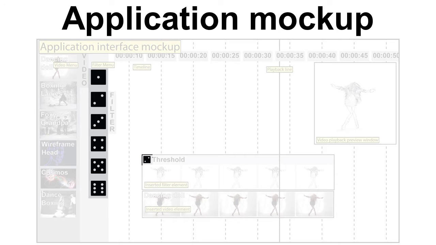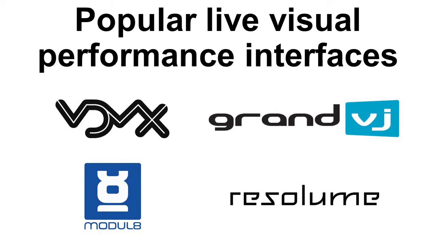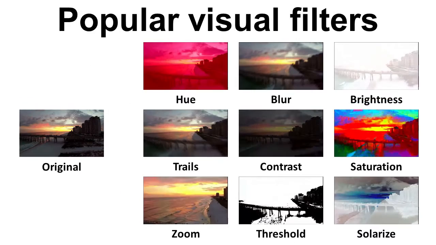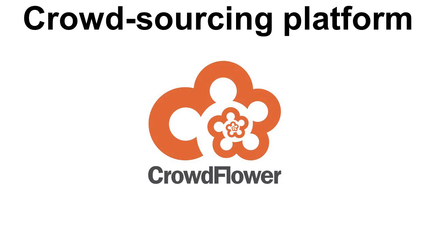We interviewed several visual artists and surveyed preferred visual performance instruments to determine the most popular live performance visual filters. For the top 9 preferred filters, we asked an icon designer to create 5 icon candidates. We then used these icons as input in our method and solicited crowd workers via Crowdflower to perform all of our selection tasks.